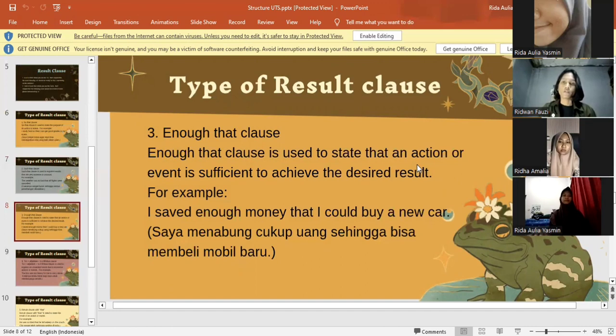Number three, the enough that clause. The enough that clause is used to state that an action or event is sufficient to achieve the desired result. For example, I saved enough money that I could buy a new car.